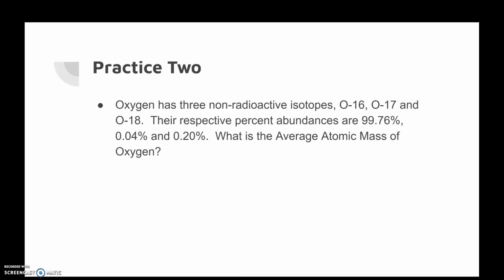Practice problem 2. Oxygen has three non-radioactive isotopes, O-16, O-17, and O-18. Their respective percent abundances are 99.76%, 0.04%, and 0.20%. What's the average atomic mass of oxygen?